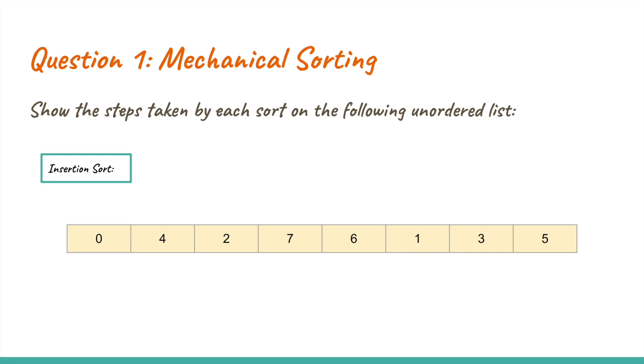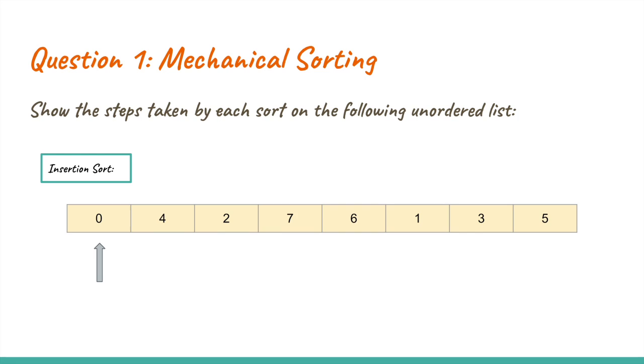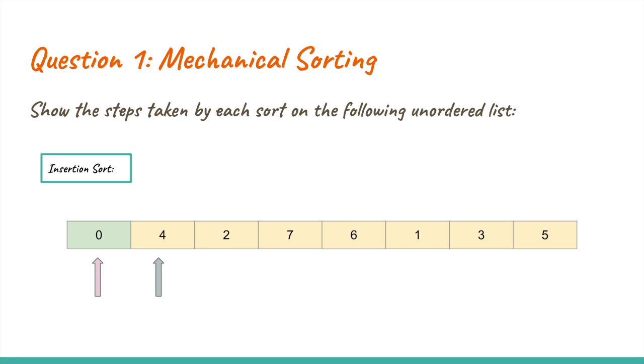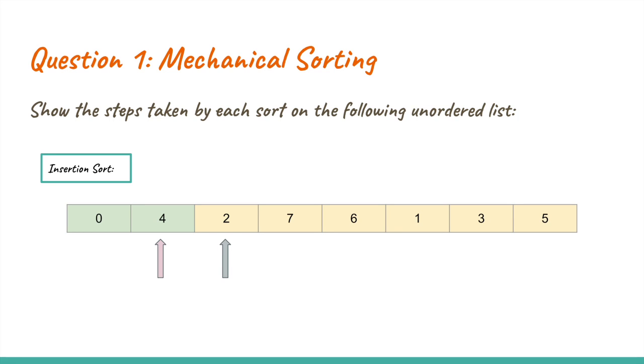So going back to our list, we begin by looking at 0. There are no elements to the left of it, so it is in its rightful place. Next we look at 4. It is greater than 0, so we don't need to swap. Okay, next we look at 2. It is currently not greater than all of the elements to the left of it, so we swap until it is between 0 and 4.